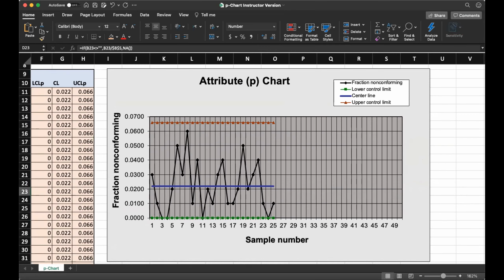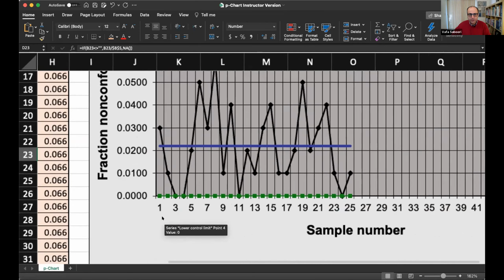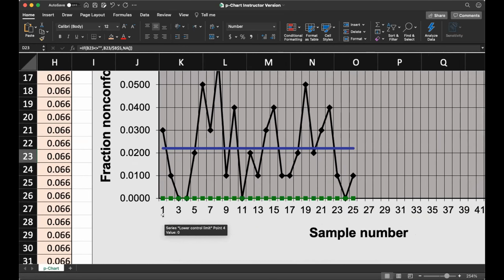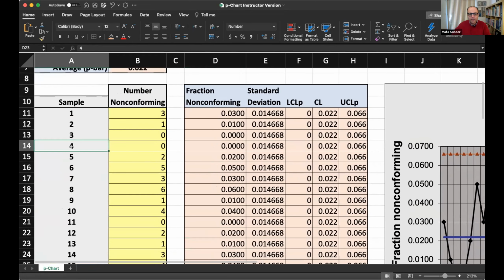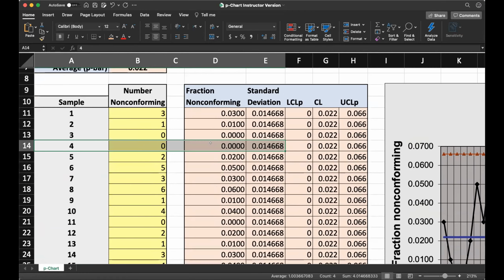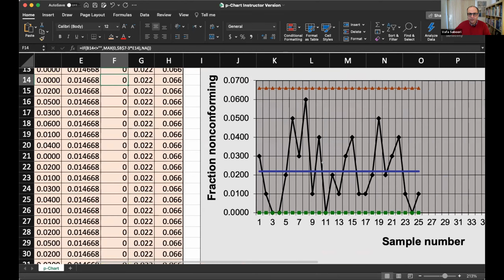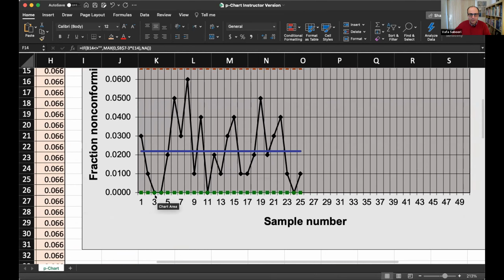Out of control. Why? Because of number four. Okay, what's happening in number four? It goes past our LCL. Let's take a look. Okay, so number four here, we have zero errors. And my LCL is zero, so it is zero. It looks like it's going down, but no, my LCL is zero and it is zero as well.